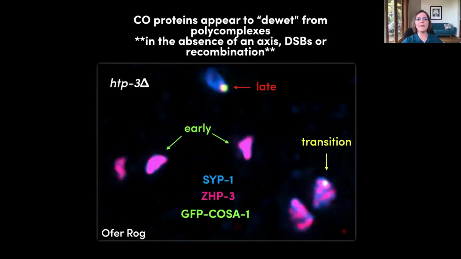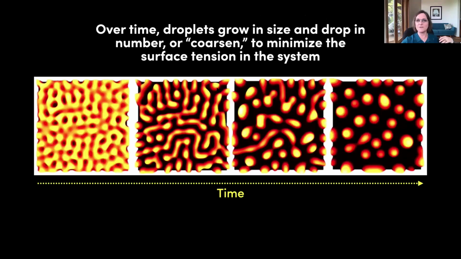For example, I didn't show you this earlier, but even these polycomplexes that are not associated with the chromosomes undergo what looks like a de-wetting process, where the ZHP-3 and 4 are distributed throughout these bodies early on. Then we see a dot of COSA-1 and CDK-2 on one edge. And eventually all the ZHP-3 and 4 appear to ball up and join that dot to form what looks like a recombination nodule, but there's no recombination in this mutant. There's not even any double strand breaks. And as far as we know, these are not associated with chromosomes.